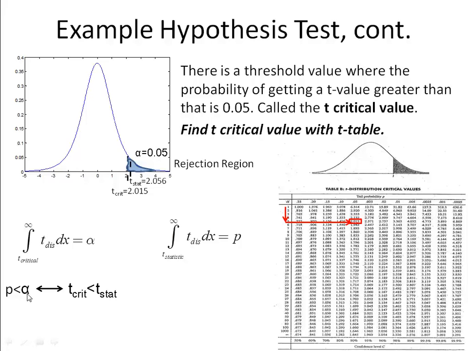So when we say reject the null hypothesis if p is less than alpha, that's the exact same thing as saying that our t critical value is smaller than our t statistic, and in this case that's true. Our t statistic is 2.056 and our t critical value is 2.015. So we can say that we can reject the null hypothesis, and that there actually is a statistically significant difference between the material we've made, its elastic modulus, and the current standard.